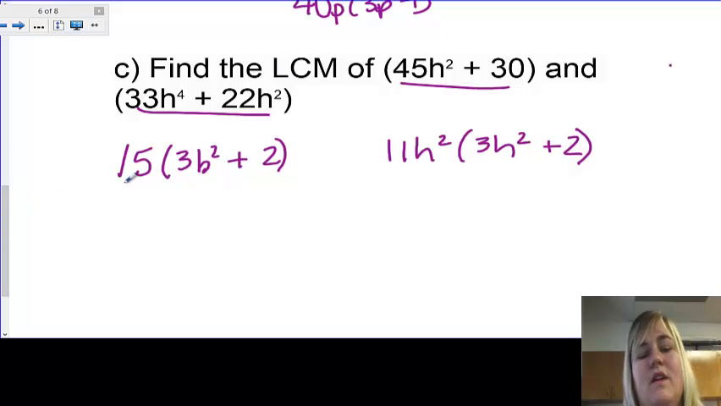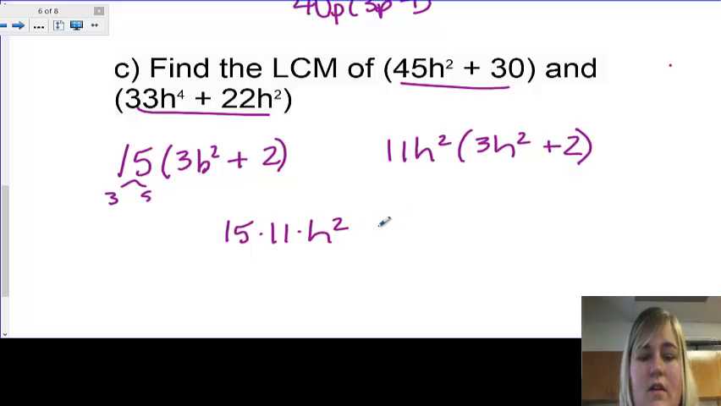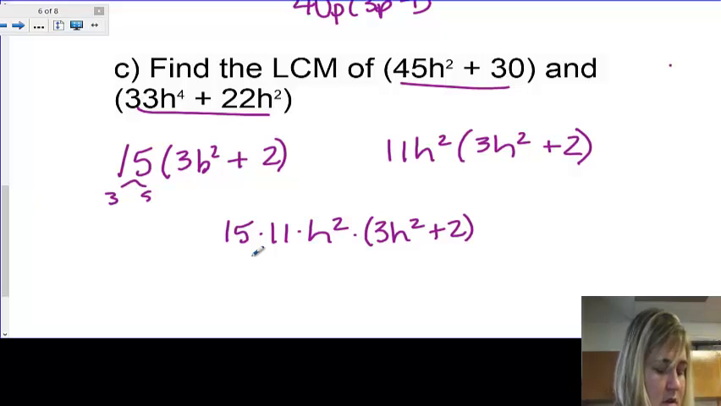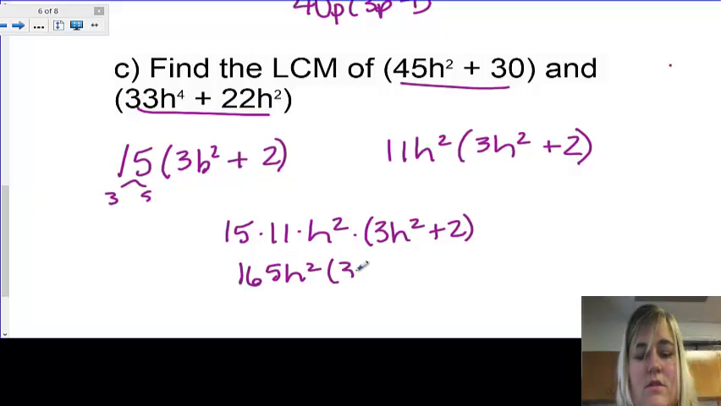Okay, 15 would have split into 3 times 5, but 11 is prime, so again we're just going to have all of these together. So it's going to be 15 times 11 times h squared, and then times that quantity of 3h squared plus 2. Okay, so 15 times 11 gives me 165 h squared times 3h squared plus 2. Final answer for my LCM.